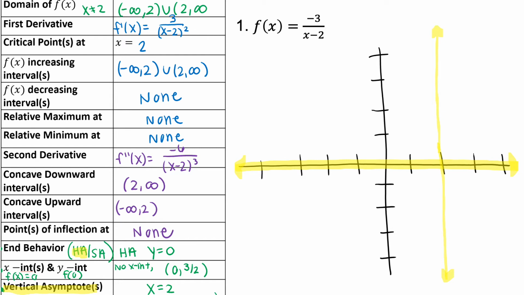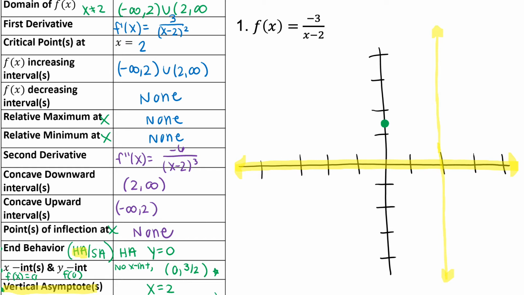Now I'm going to look at what points are actually on my graph. So I know I don't have an x-intercept, but I have a y-intercept at (0, 3/2). So at (0, 1 1/2), I'm going to add a point. And that's sort of all I have, right? I didn't have a minimum or a maximum or a point of inflection. So that's the only point I actually have on my graph.